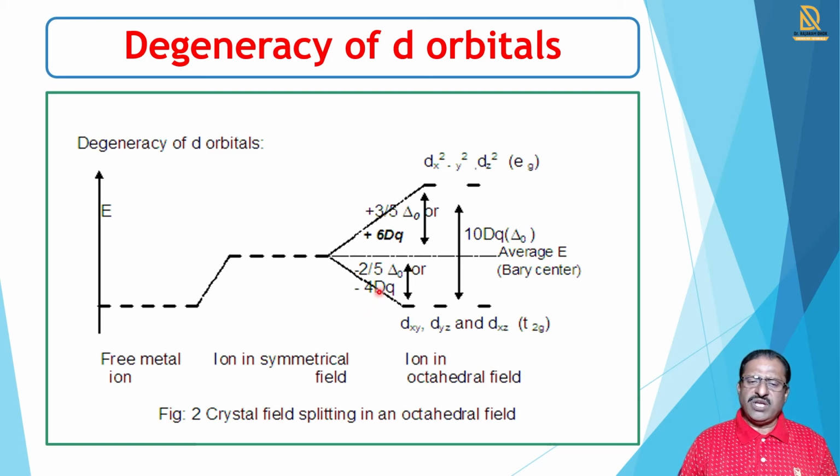We can give this energy in another notation: minus 2 by 5 delta O, because the total energy is delta O, divided among the 5 orbitals. So the stabilization energy is minus 2 by 5 delta O, and the upper or destabilization energy is plus 3 by 5 delta O. In this way, when the degeneracy of the d orbitals is broken, the d orbitals are split into two groups. That is called splitting in the octahedral field, the formation of crystal field splitting, and this crystal field splitting is observed in the d orbitals.